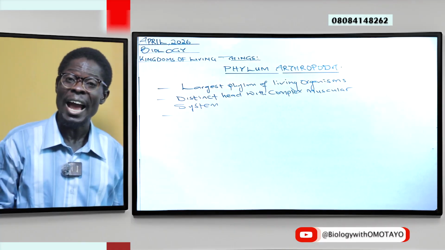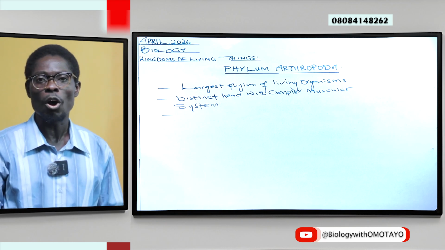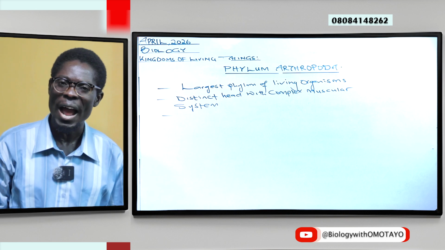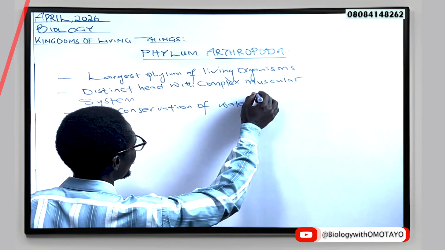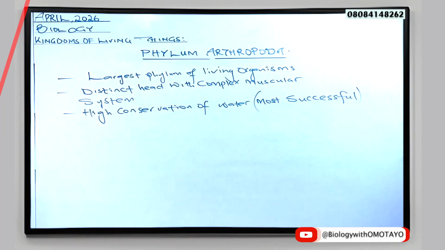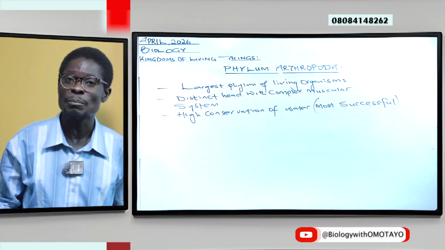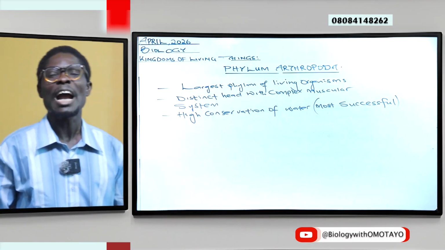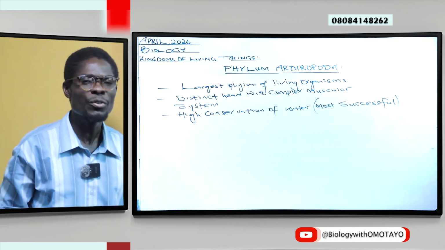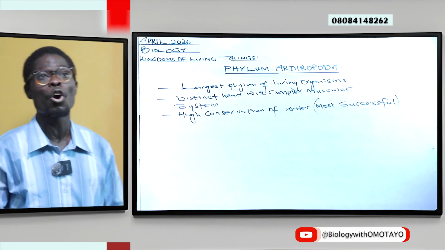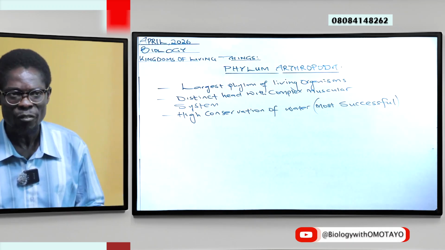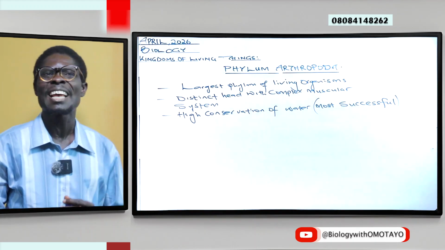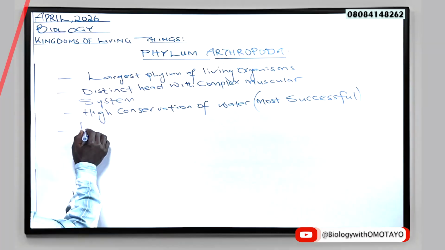Also, organisms here are said to be very successful because they have very great ability to maximize water. Because of this great ability, they are regarded as being the most successful phylum, and in fact, organisms associated with this phylum can be found virtually everywhere. Next, they are invertebrates with jointed legs and segmented body.